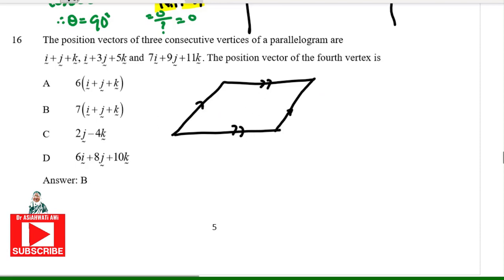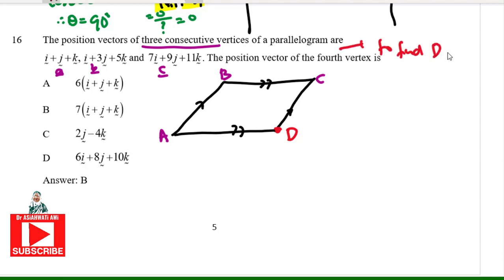Okay, and this is A, B, C, consecutive. Let's say this is A, B, C. And to find the fourth vertex D, we use the midpoint. Why? Because of the midpoint of AC here.